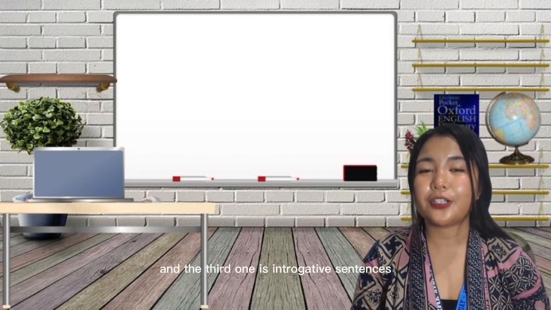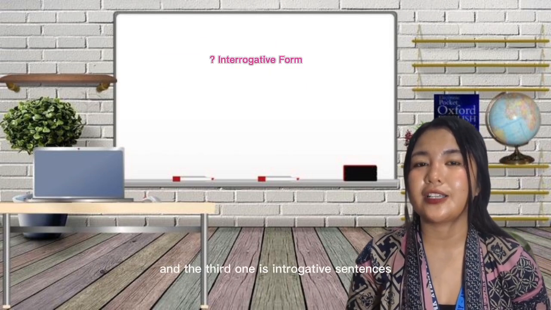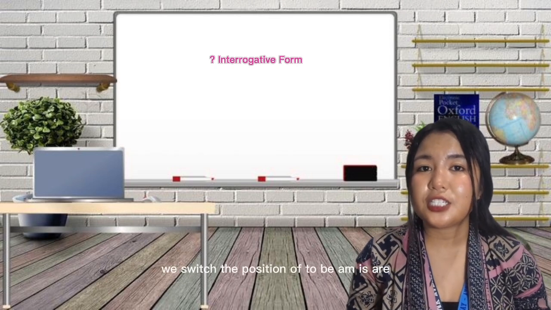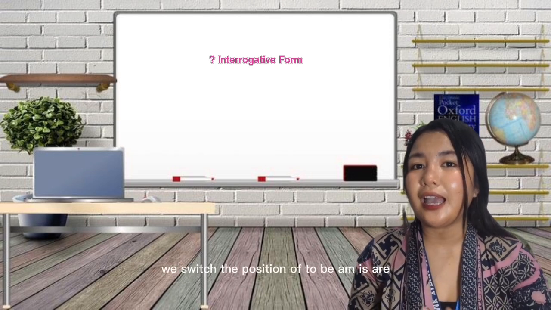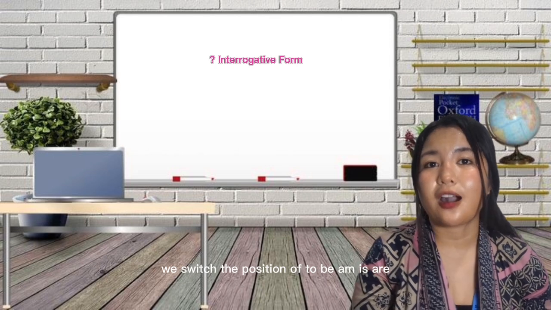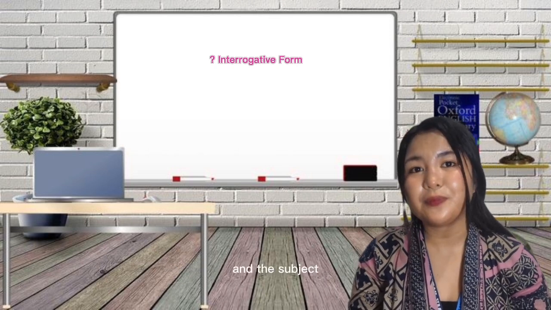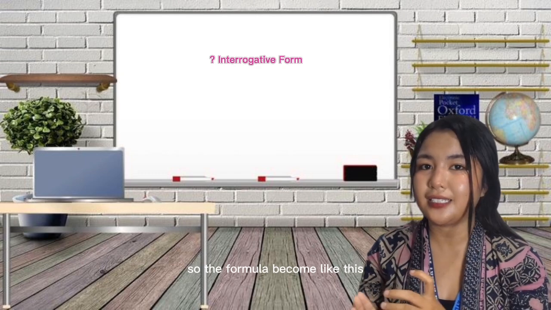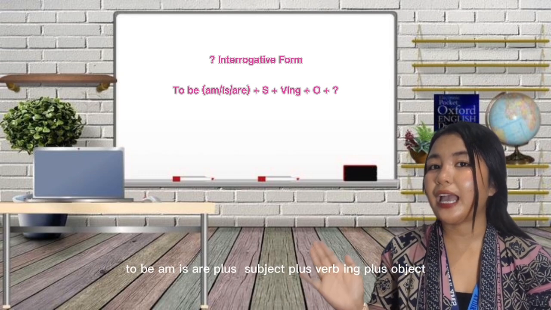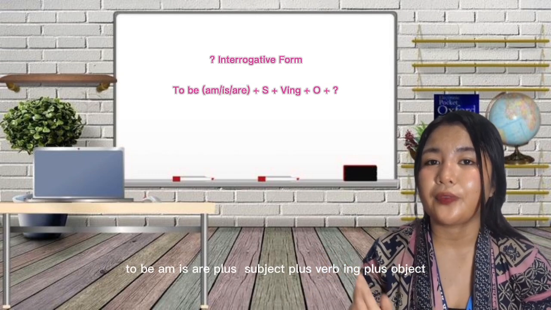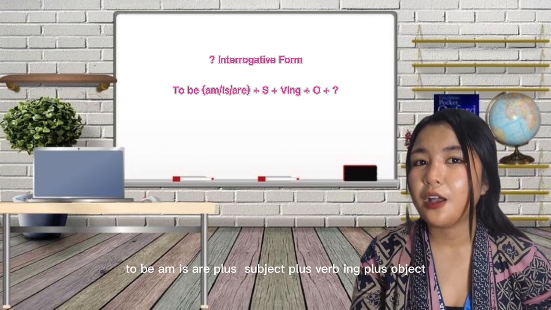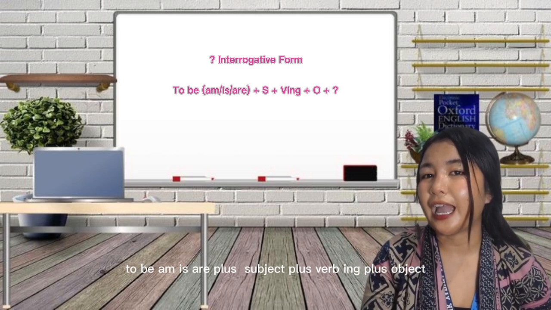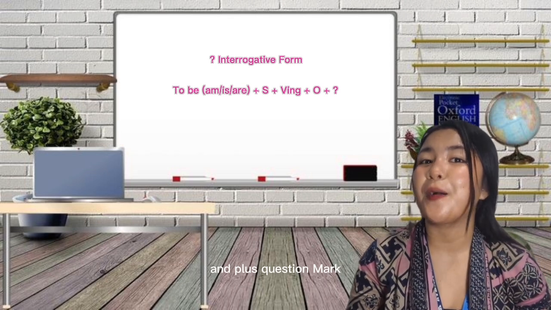And the third one is interrogative sentences. We switch the position of to be, am, is, or are, and the subject. So the formula becomes like this: to be, am, is, are, plus subject, plus verb in, plus object, and plus question mark.